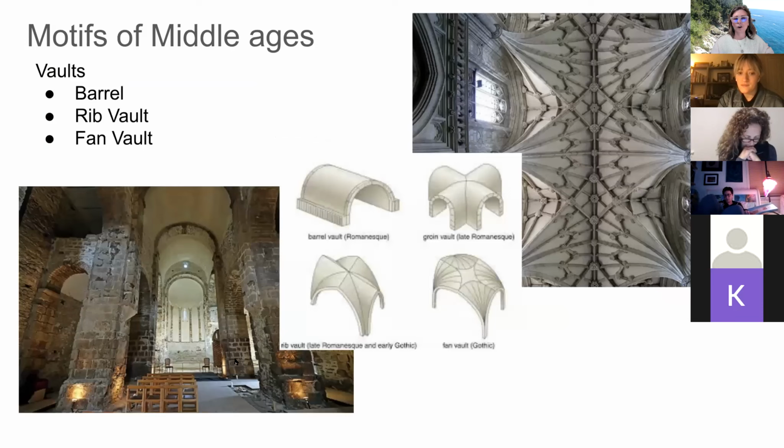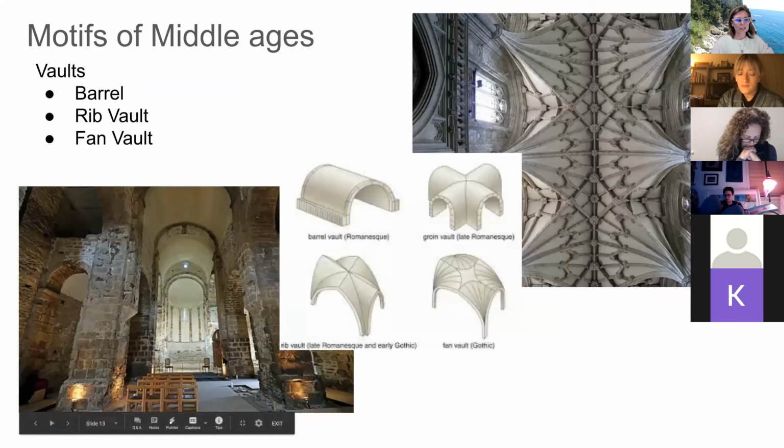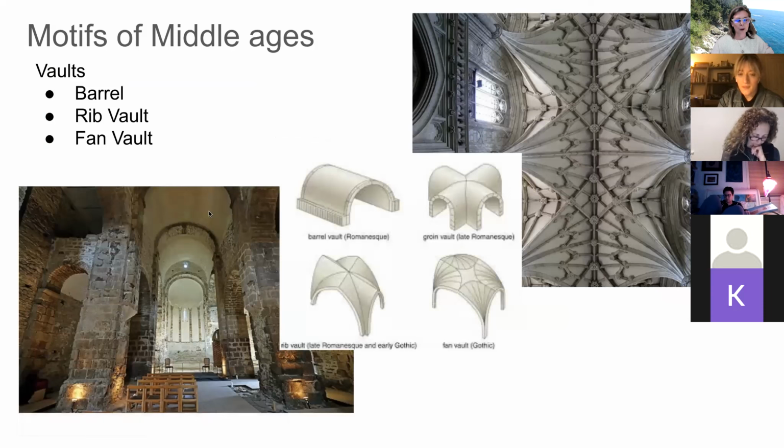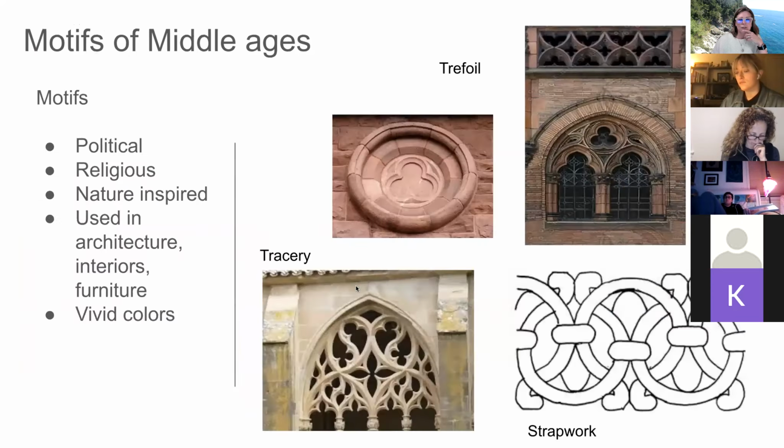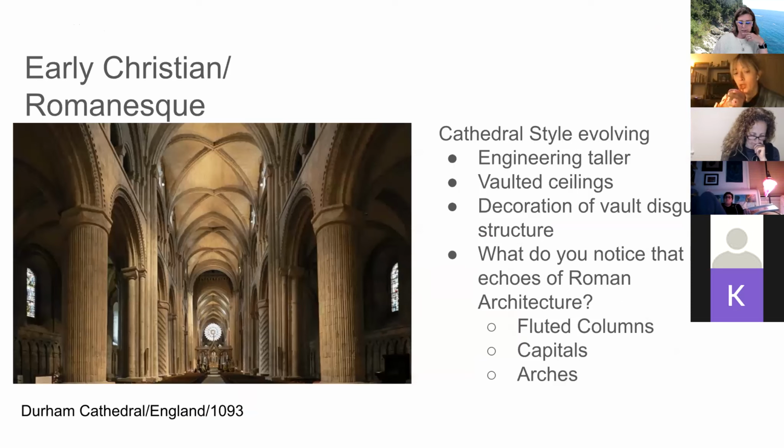Okay, so the vaults that we're going to be looking at repeatedly. We already looked at the barrel vaulting, right? It's just the smooth barrel vaulting that is the more simple Romanesque vaulting. Then we saw the groin vaulting, which is like four points coming together. And then the rib vault, which is just sort of like a more decorative groin vault.